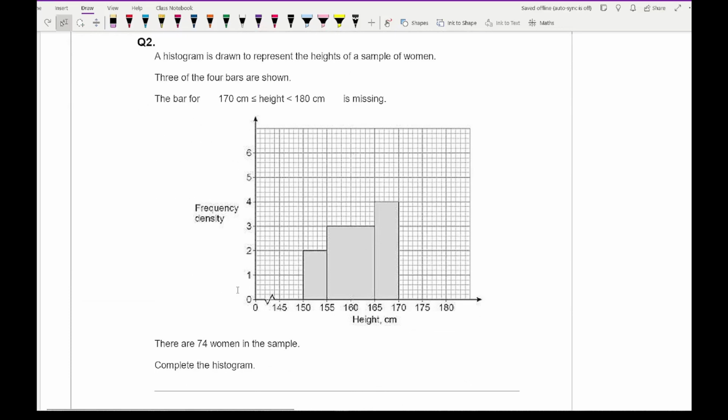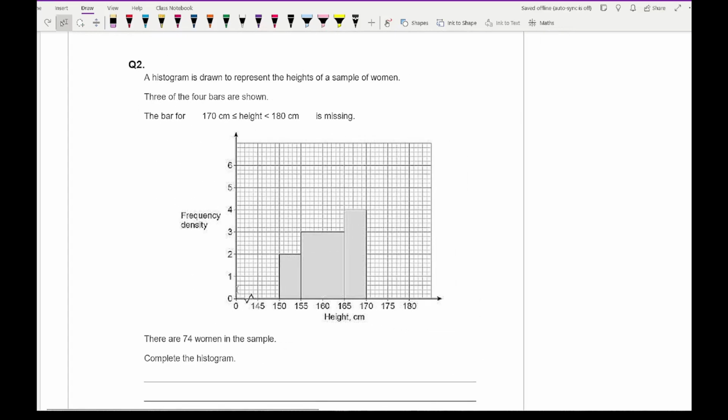Moving on to question 2, it says that a histogram is drawn to represent the heights of sample A of women. 3 of the 4 bars are shown. The bar for 170 to 180 is missing, and it says there are 74 women in the sample. Complete the histogram. So for this, what we need to do is work out the frequency for that bar that is missing. In order to do that, we need to work out the frequencies for each of these 3 bars. So if I label these as A, B, and C, the total frequency is 74. So all 4 bars have got to have areas totaling 74.